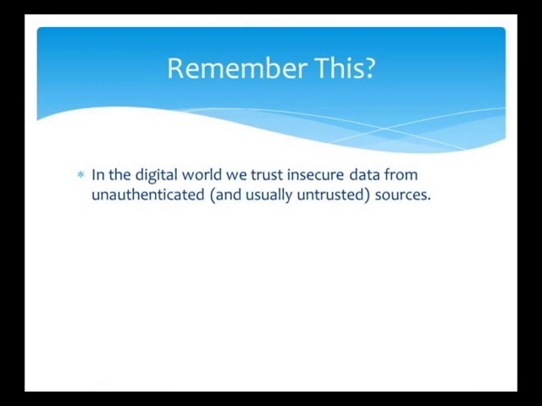So now I'd like to bring it back full circle and see if you remember this little phrase that we started with, right? In the digital world, we trust insecure data from unauthenticated and usually untrusted sources. I think we've made a pretty good point about how this happens, right? Unauthenticated, we don't know who they are. Untrusted, we have no level of trust with them. We don't know who's sending us the email, so how could we possibly trust them?